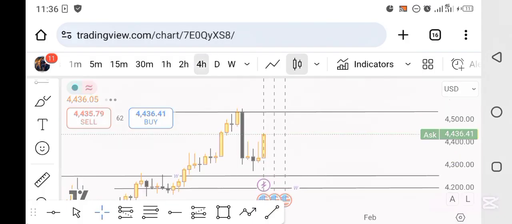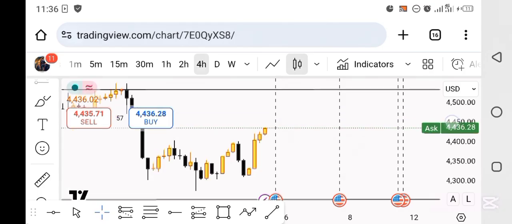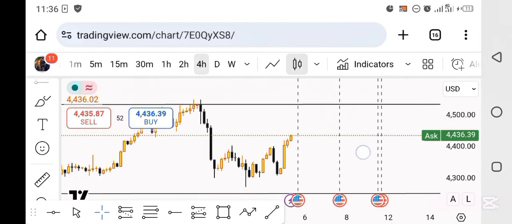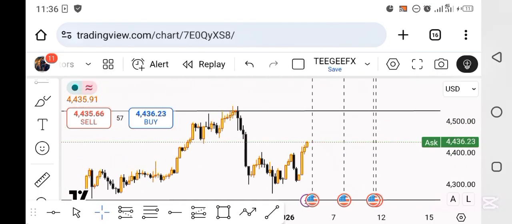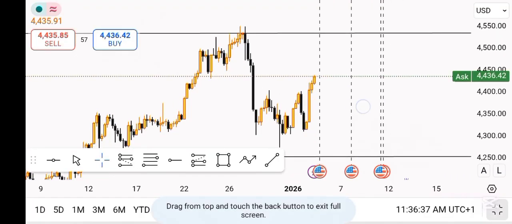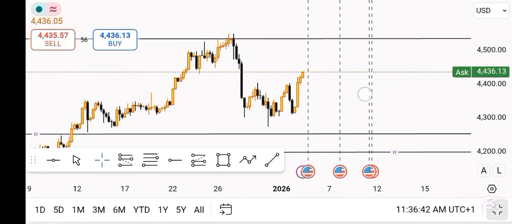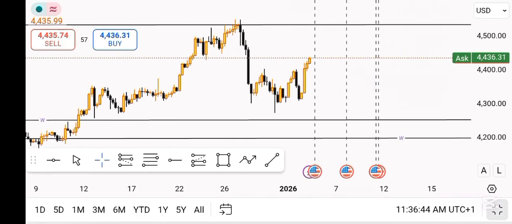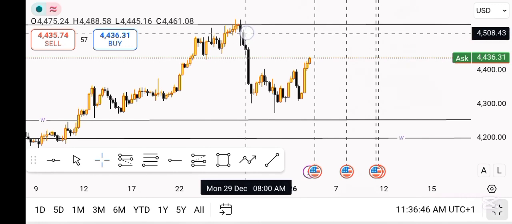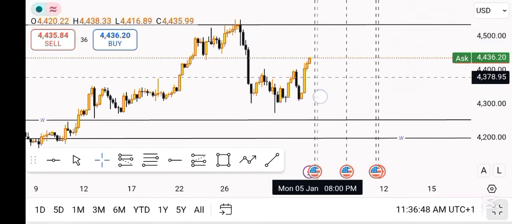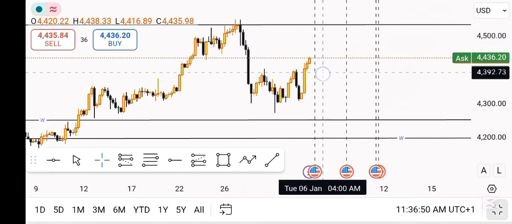So let's move to the 4 hours. What are you seeing on the 4 hours? On the 4 hours, market is bullish. It's still pushing up, though we have a bearish run here, and currently market has broken out of this place, out of this zone here.